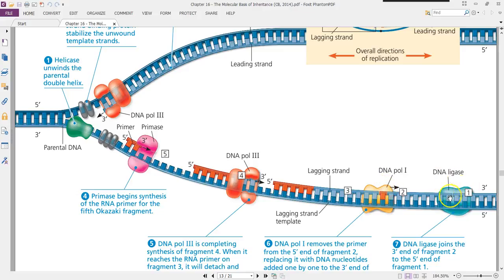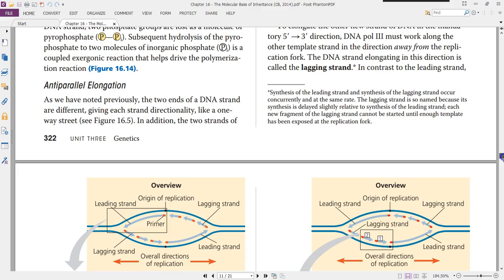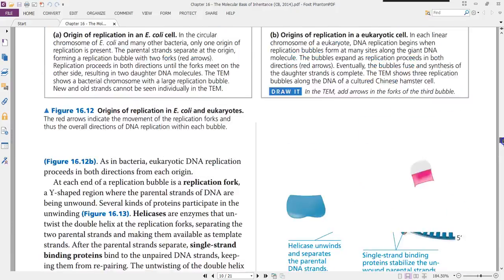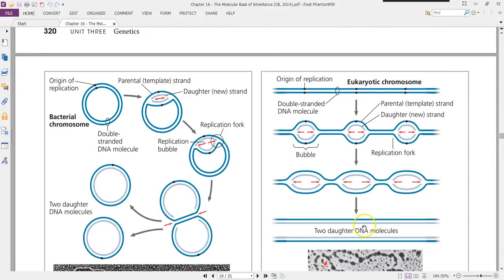And then it's DNA ligase that comes along and links all the fragments of DNA together to make a continuous strand. And as a result of that entire process, we end up with two daughter DNA molecules. Each of them has one parental strand from the original DNA molecule and one daughter strand, which has been made in this process.